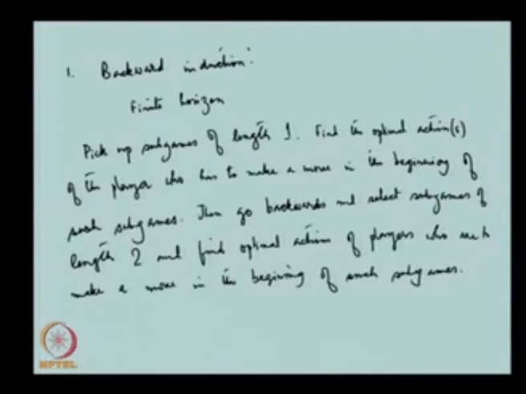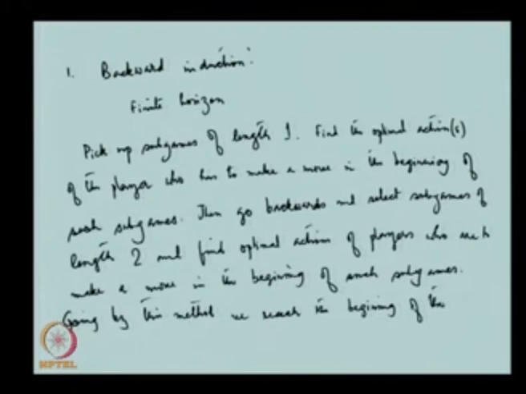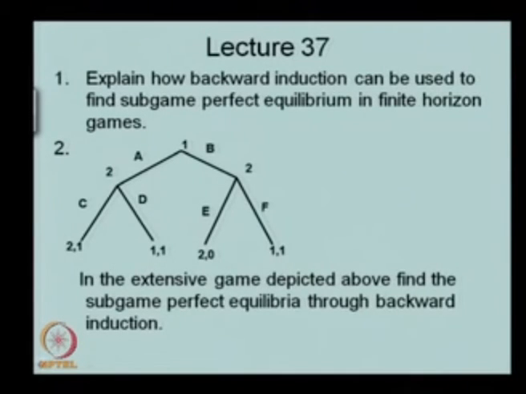So, going by this method, we reach the beginning of the game. And the resultant set of optimal actions will be the set of subgame perfect equilibrium. So, this is how we use the method of backward induction. In the extensive game depicted above, find the subgame perfect equilibria through backward induction.